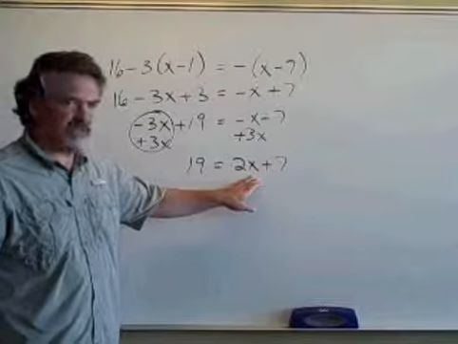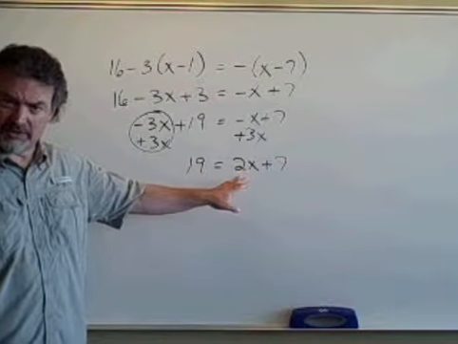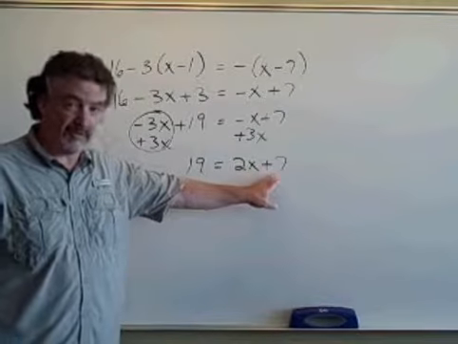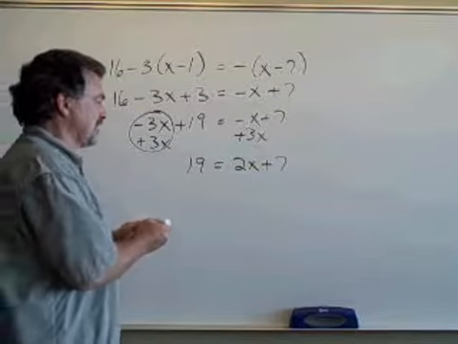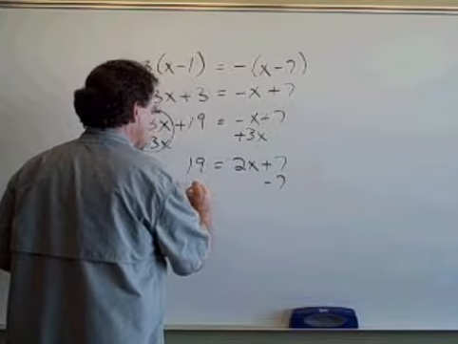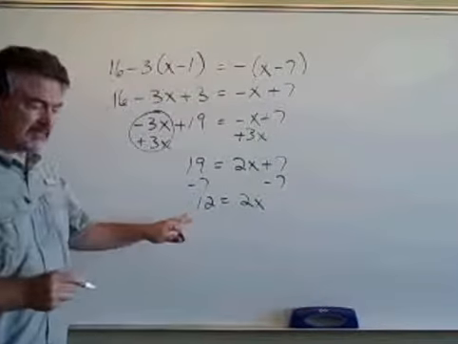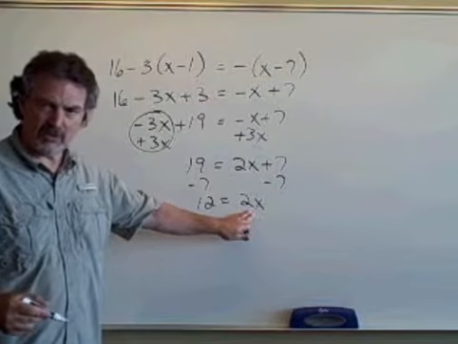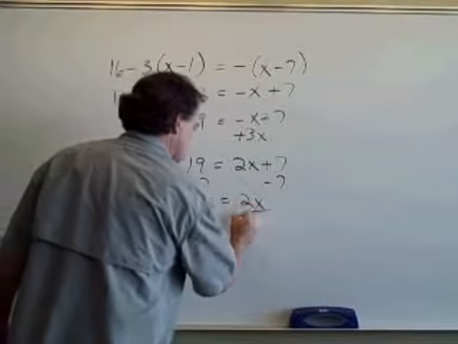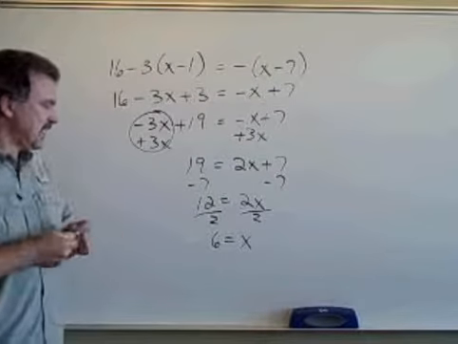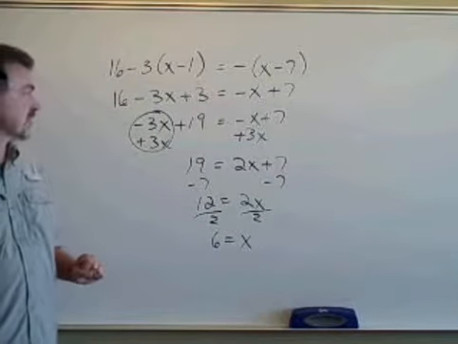And now I have the equation with only one variable term, and now I want to isolate that variable term. I'm going to get rid of the constant here first by subtracting 7 from both sides. And then lastly, we want to have the variable have a coefficient of positive 1. So I'll divide both sides of my equation by 2. And I have the solution x equals 6.